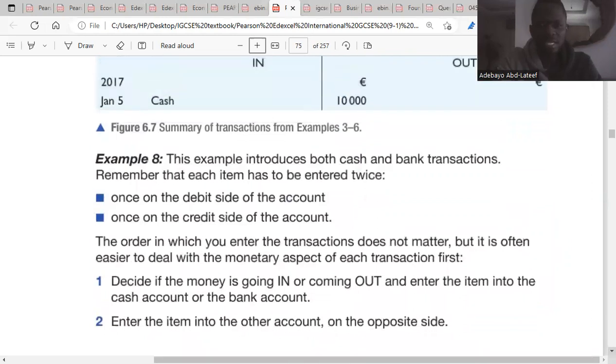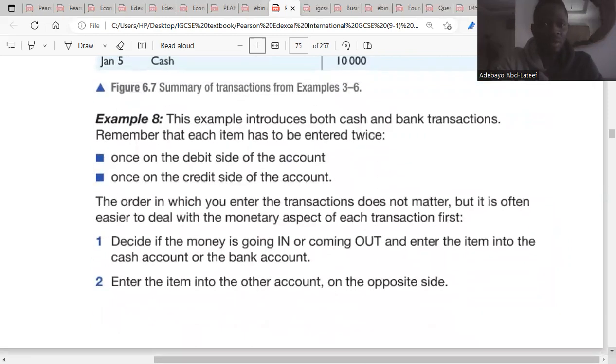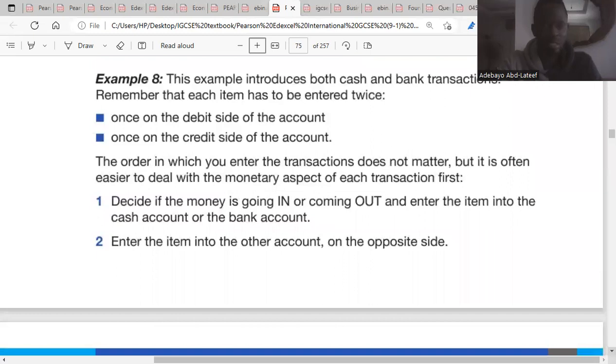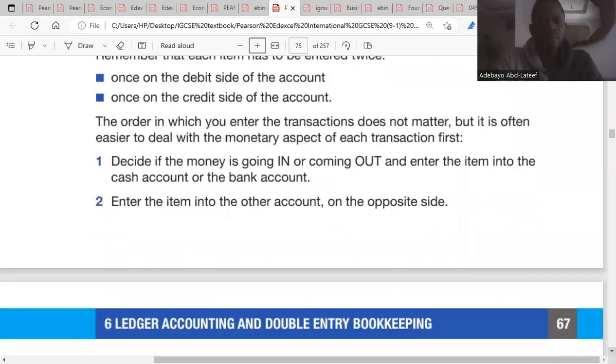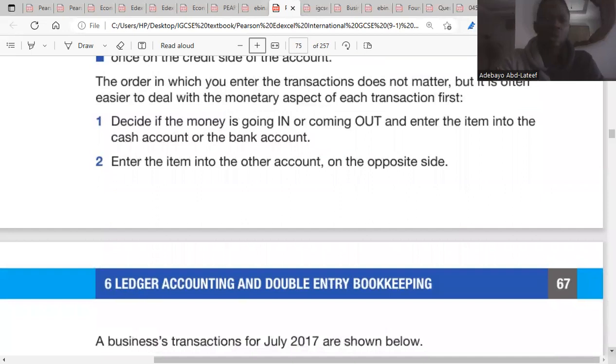So here they said, this example introduces both cash and bank transactions. Remember that each item has to be entered twice. Once on the debit side of the account, once on the credit side. Okay. So they said, the order in which you enter the transaction does not matter. We've talked about that in the double entry principles. But it is often easier to deal with the monetary aspect of each transaction first. So it said, decide if the money is going in or coming out and enter the item into the cash account or bank account. So the first thing you have to do, it's better you put monetary transactions ahead of other transactions that are not monetary.